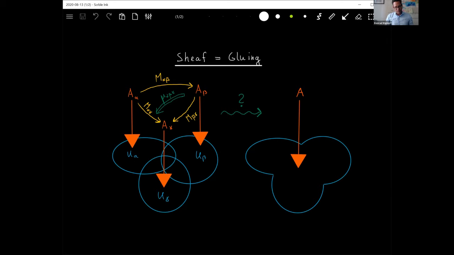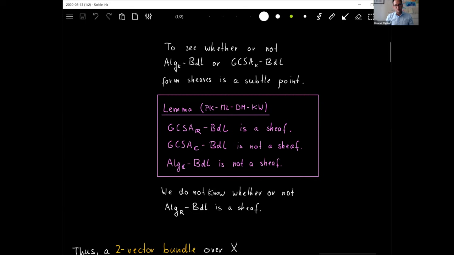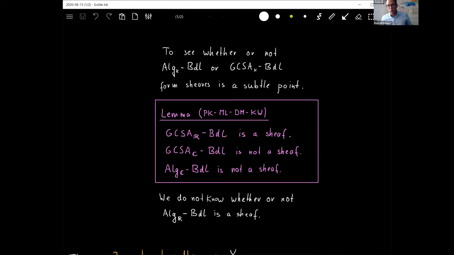So, when thinking a bit about this, it becomes clear that this is a subtle point. It's not easy to say if these algebra bundles do form a sheaf or not, but I claim not. So the point is, in general, not. Here is this little lemma that we proved. In the real case, if one considers graded central simple algebra bundles, this does form a sheaf. So real graded simple algebra bundles can be glued along bimodule bundles. In the complex case, that's exactly not the case. And this also leads to the statement that the general algebra bundles over the complex numbers do not form a sheaf. For the general algebra bundles over the reals, we still don't really know.